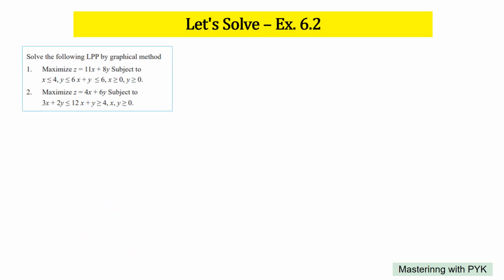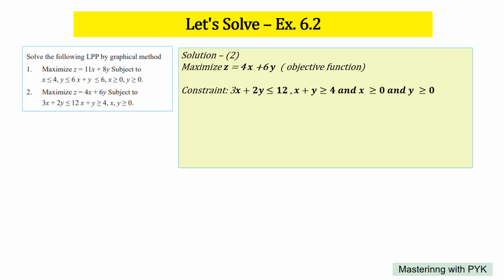Let's check the second question. It says maximize z given by 4x plus 6y subject to the conditions. Here the condition says that this equation is always less than or equal to 12 and x plus y is greater than or equal to 4. This means when we identify the region, we have to be very careful where the region lies.